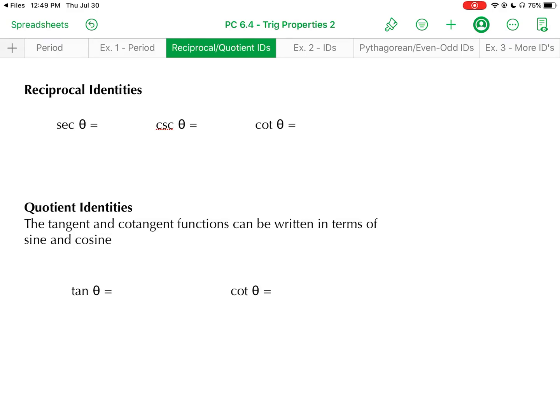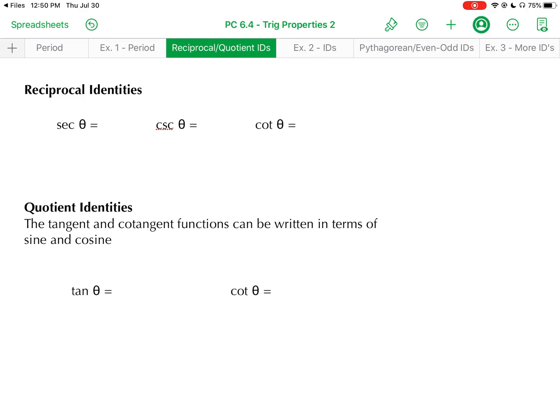All right, this is our second video for section 6.4 where we're looking at several trig properties. In this video, we're going to look at reciprocal and quotient identities, and then Pythagorean identities, as well as even and odd properties for trig functions, okay? And if you know these properties, they can help make evaluating trig functions a lot easier for specific angles, okay?